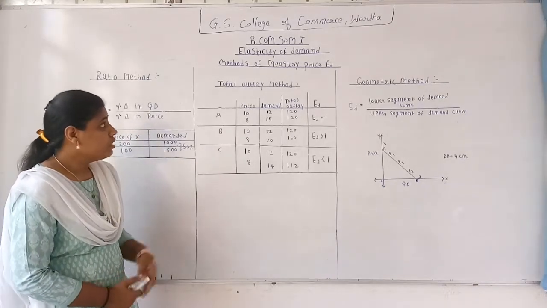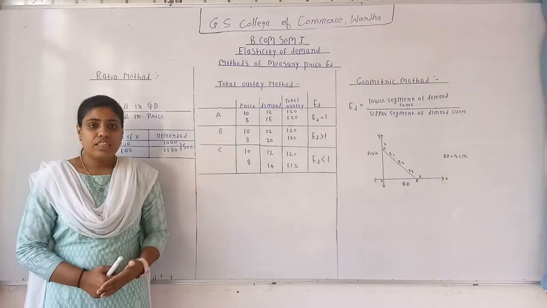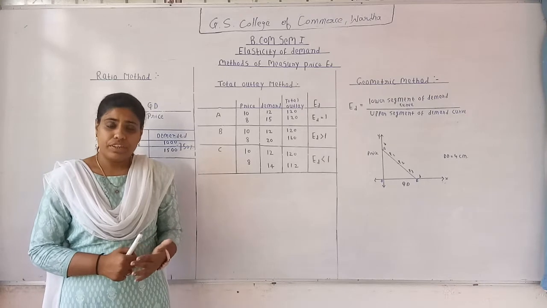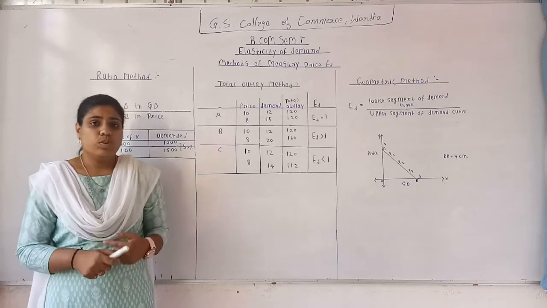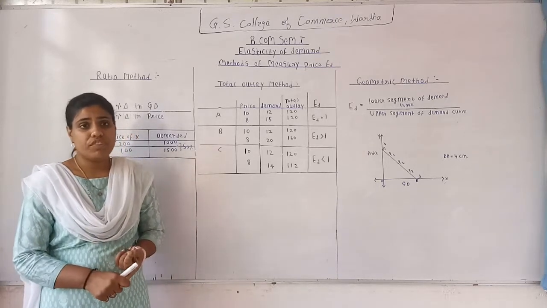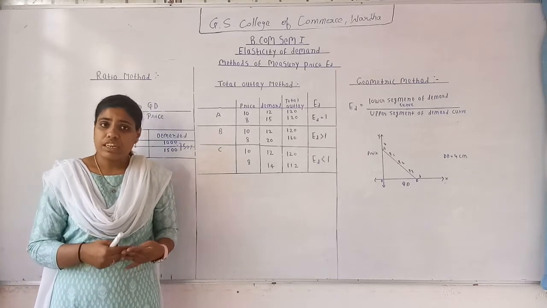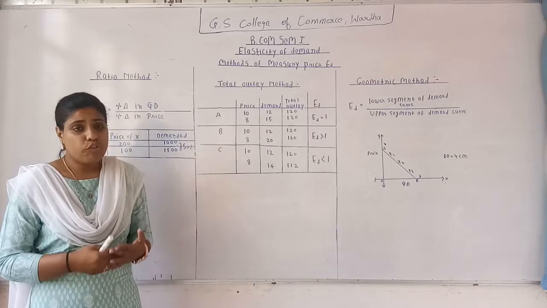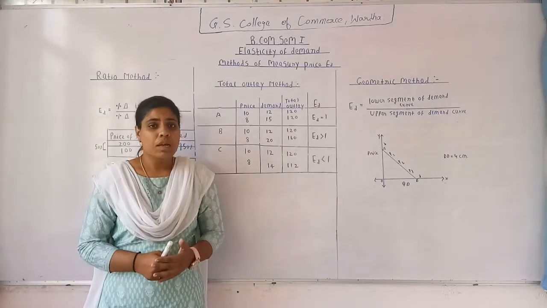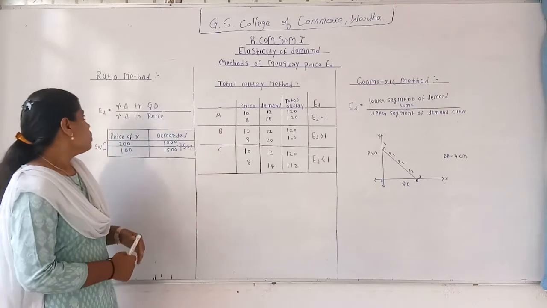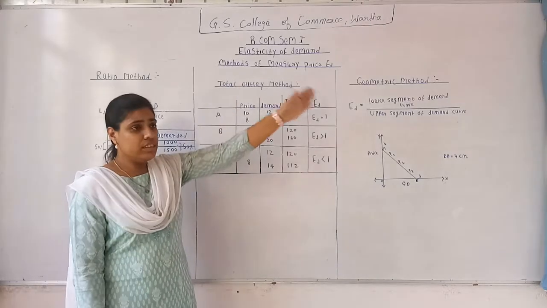Today, we are going to see the methods of measurement of price elasticity of demand. In the last few lectures, we started our chapter Elasticity of Demand under the second unit, Theories of Consumption. We discussed the concepts of elasticity of demand, types of elasticity of demand in brief, factors affecting price elasticity of demand, and degrees of price elasticity of demand. Today we are going to see the various methods for measuring price elasticity of demand. Mainly there are three methods: ratio method, total outlay method and geometric method.